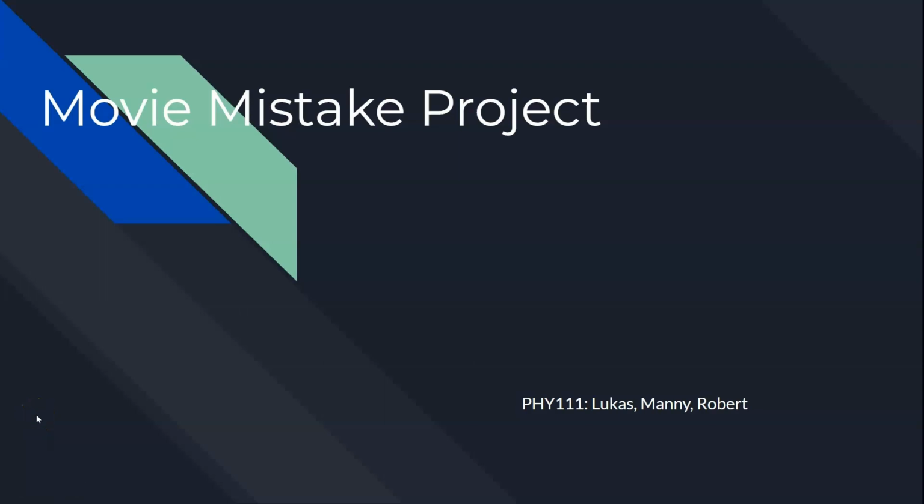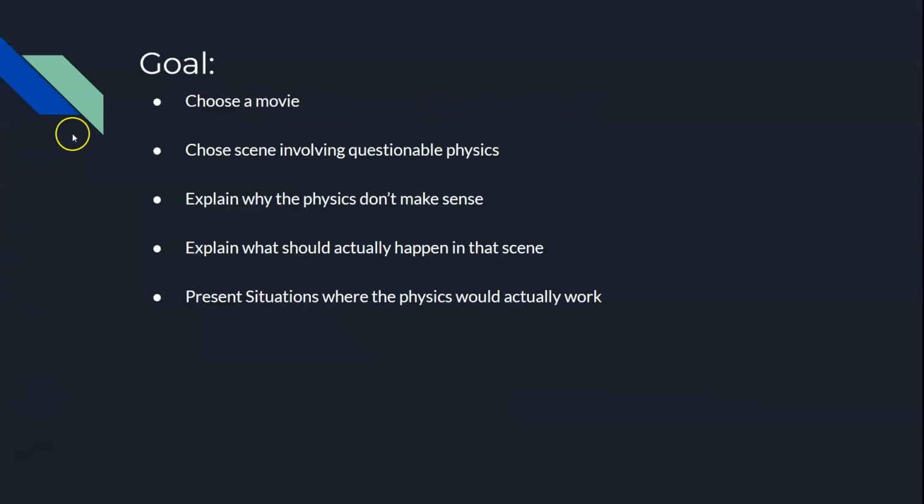Hello, and welcome to our final physics project, The Movie Mistake. The goal of this project was to find a movie or a TV show, find a scene from said movie or TV show that has potentially interesting physics, and explain why the physics in that scene doesn't make sense. We then have to explain what would actually happen in that scene if it was following proper laws of physics, and then we have to present situations where the physics would actually work in that situation.